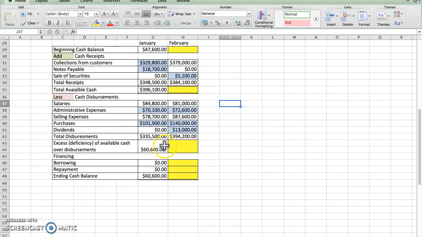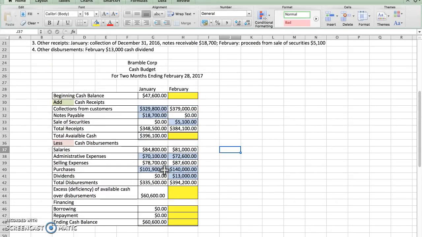And then we add all of those disbursements up and subtract the total disbursements from our total available cash, and that gives us our excess or deficiency of available cash over disbursements. Now in the problem, it gives you the amount that they want to at least maintain as a minimum. And in my problem, it was $57,420. So we are over that amount right there. So we carry that balance forward into February.